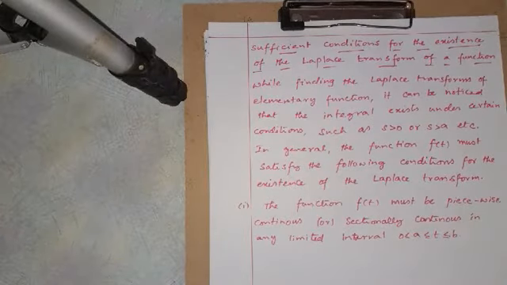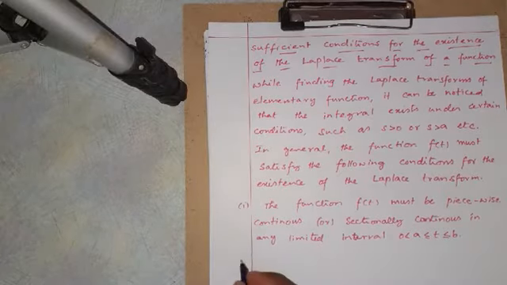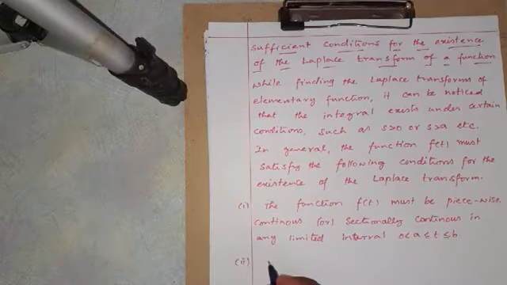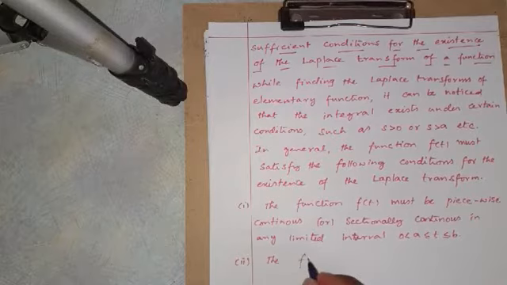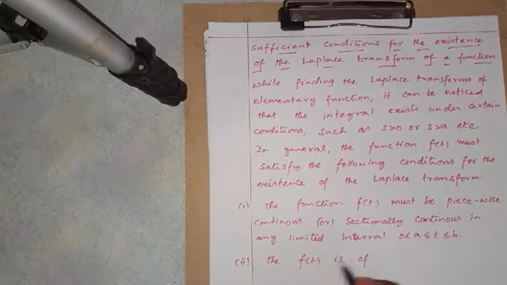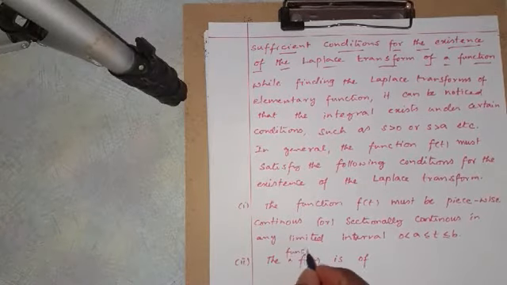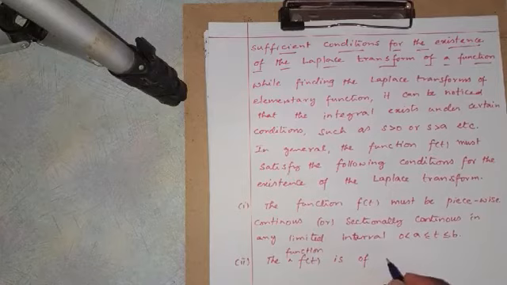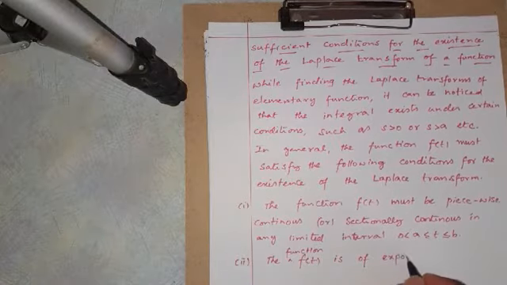So first let us write the conditions, and then when the problem comes I'll show you the examples based on this. So when a problem is given, it is sectionally continuous or piecewise continuous, and the second condition is the function f of t is of exponential order.